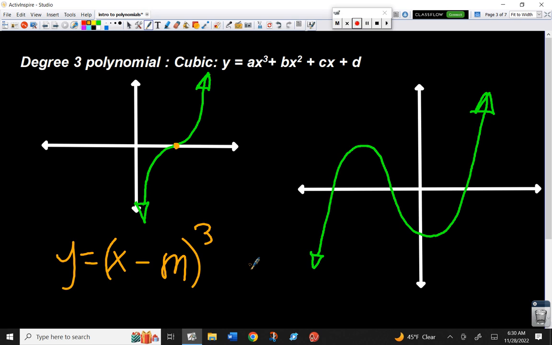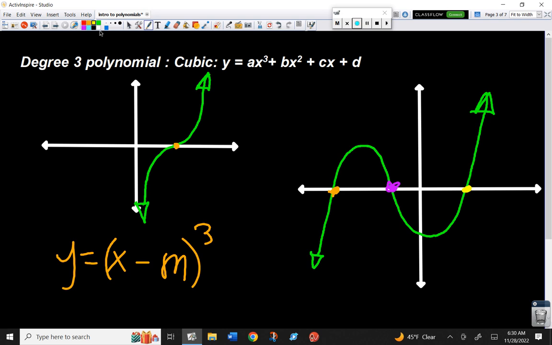Now, not all cubic functions look like this. Matter of fact, most cubic functions we're going to deal with are going to look like this. It looks like the letter n, right? I want you to notice that this cubic function has roots here. It has a root here. And it has a root here.